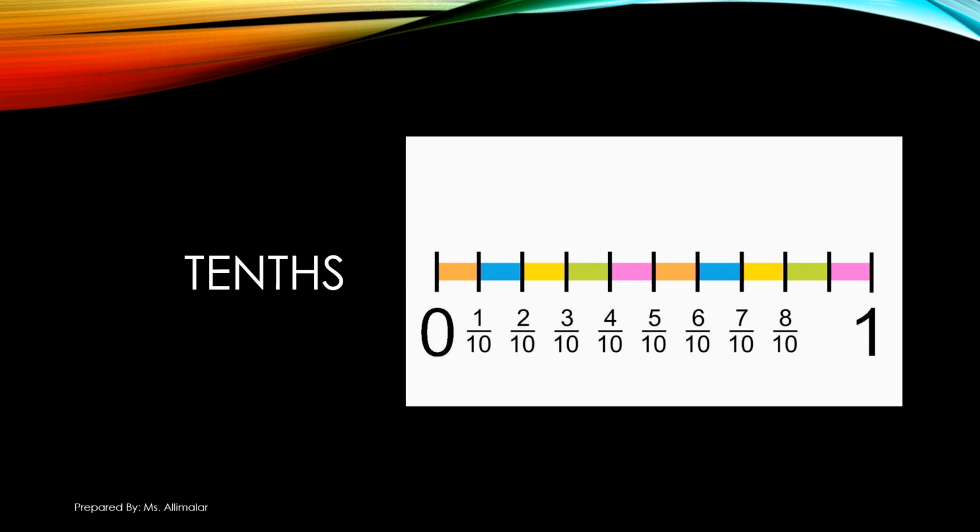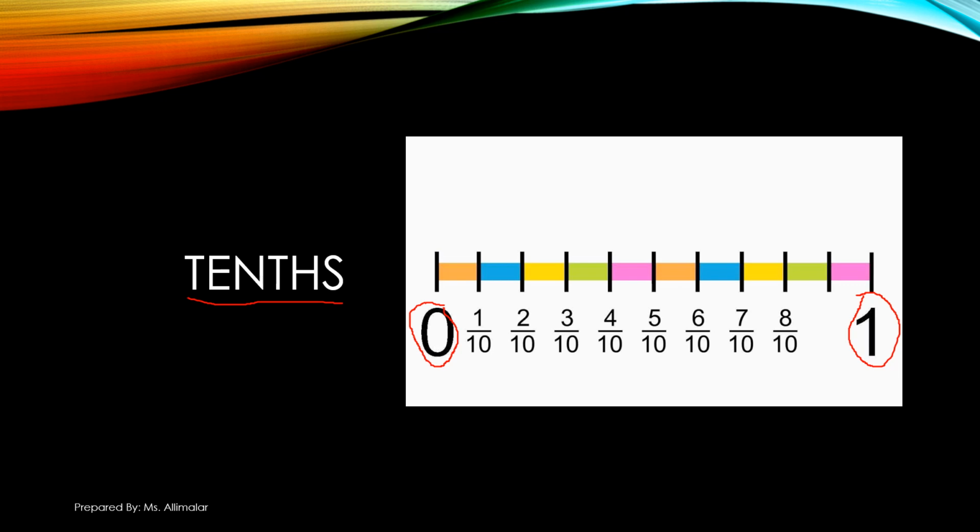This number is starting with 0. The last number here is 1. Now tens, guys, tens means the bottom number, which is the denominator, must be 10. So that is tens. Always remember, for tens in fraction mode, the bottom number, which is the denominator, must be 10.